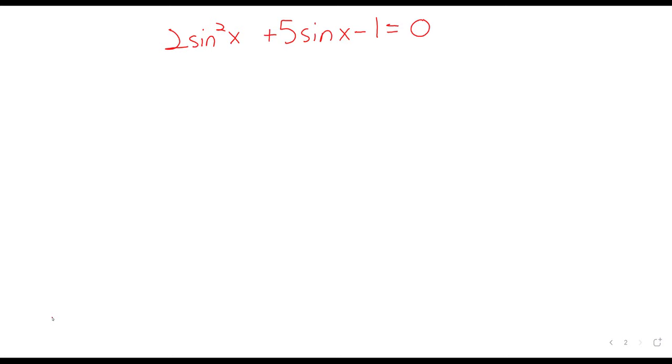Solving this is based on the idea that we've got 2 times something squared plus 5 times something minus a number equals 0. If we give this sine a name, then what we do here is probably going to become more evident. If we let u be the sine of x, then that equation, which we previously did not know how to solve, suddenly turns into something that we at least hypothetically do know how to solve.